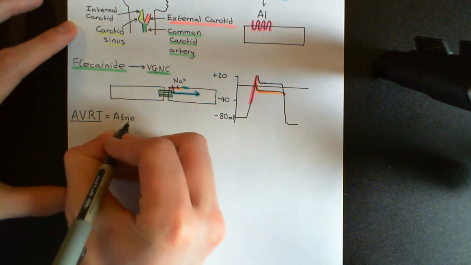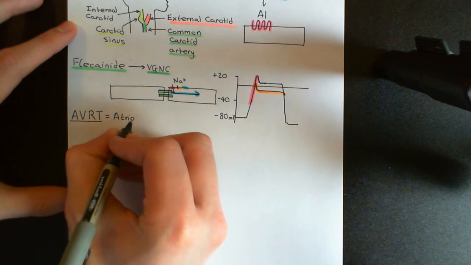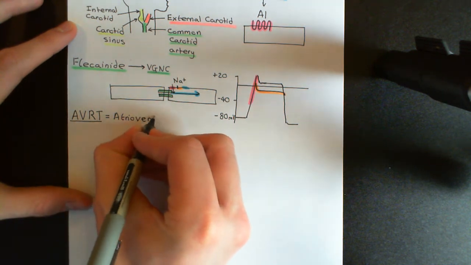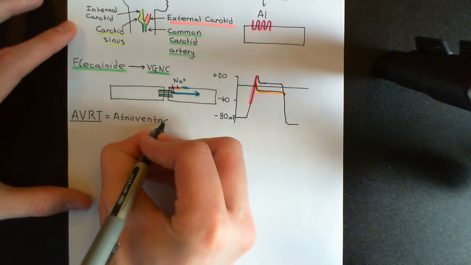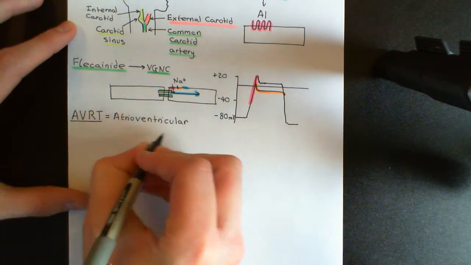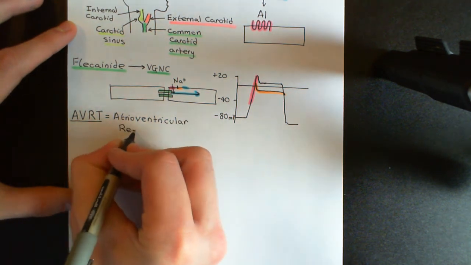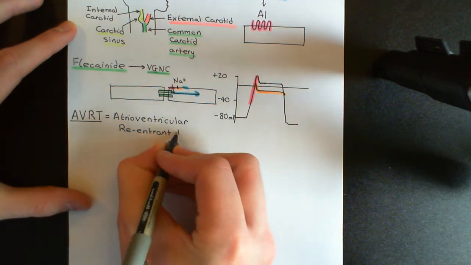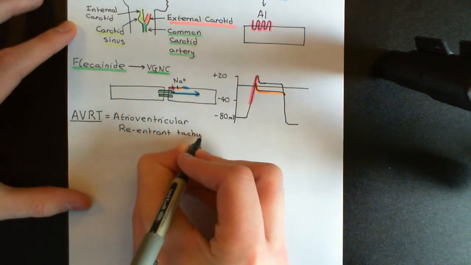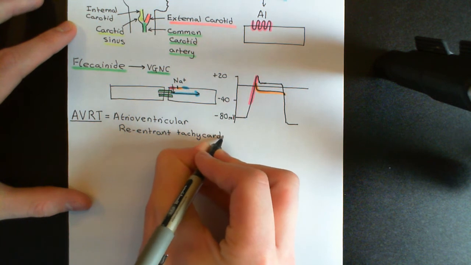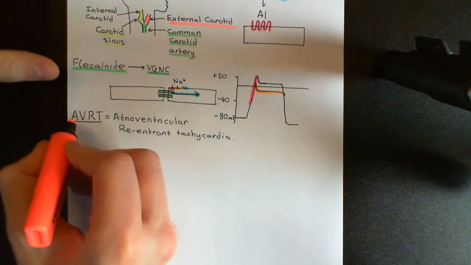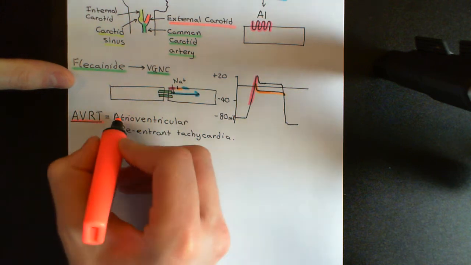It's going to be a re-entrant loop again, but it's not going to be a re-entrant loop that's just localized to the atrioventricular node. It's going to be a rather more dramatic re-entrant loop. So this is atrioventricular re-entrant tachycardia. It is going to result again in far too high rates of electrical activity generation, so a tachycardia.